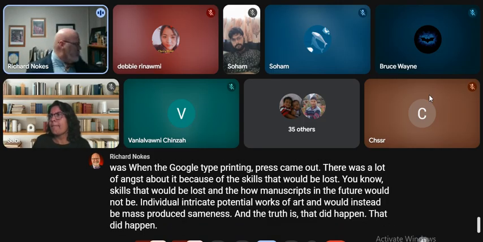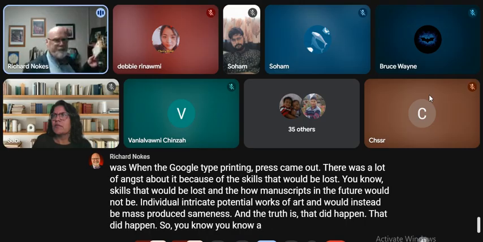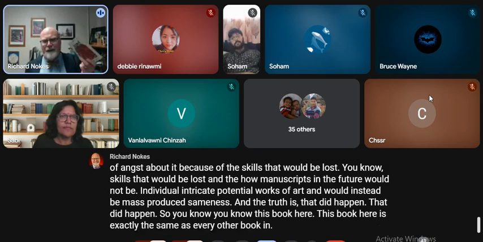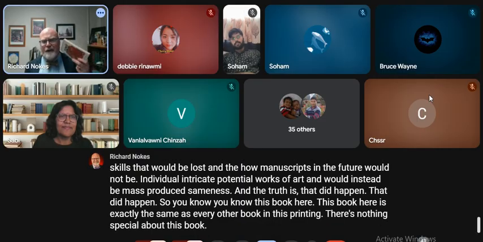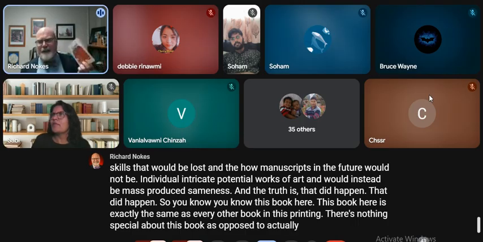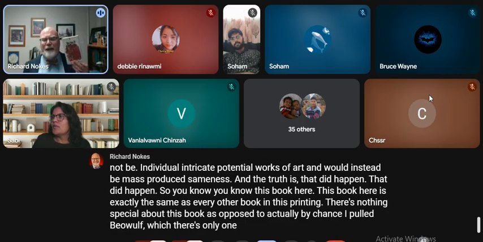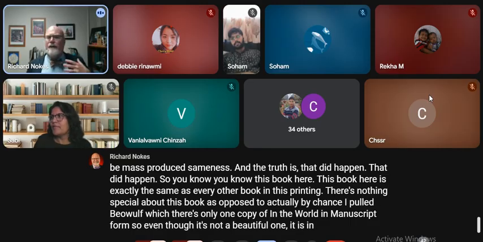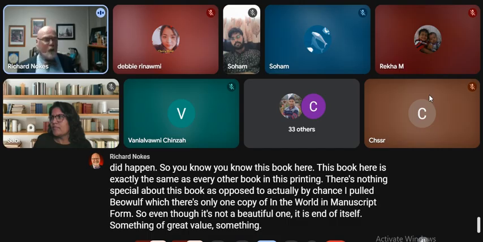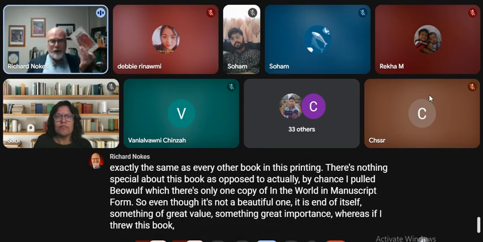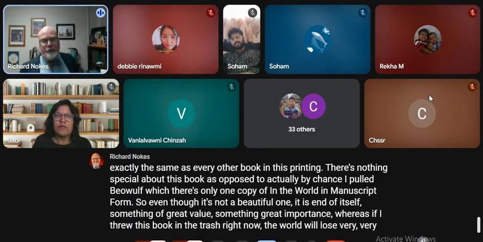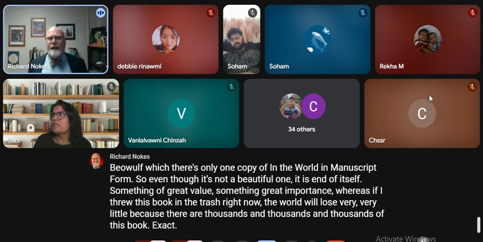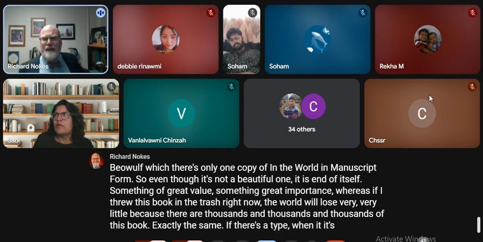That did happen. So this book here is exactly the same as every other book in this printing. There's nothing special about this book, as opposed to, by chance, I pulled Beowulf, which there's only one copy of in the world in manuscript. So even though it's not a beautiful one, it is in and of itself something of great value, something of great importance. Whereas if I threw this book in the trash right now, the world would lose very, very little, because there are thousands and thousands of this book, exactly the same. If there's a typo in it, it's on the same page every time.